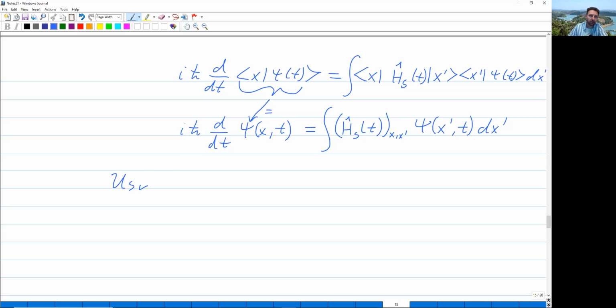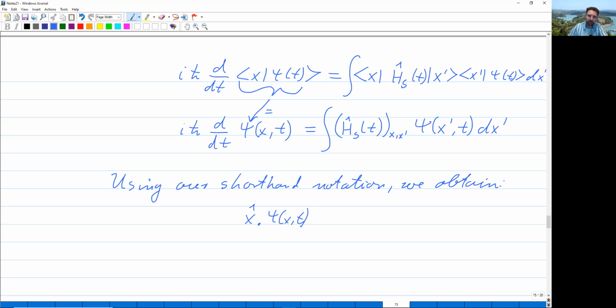So using our shorthand notation, we obtain that x hat dot acting on psi of x and t is equal to x psi of x and t. p hat dot acting on psi of x and t is equal to minus i h bar d by dx of psi of x and t. We just draw from what we proved earlier in the course.